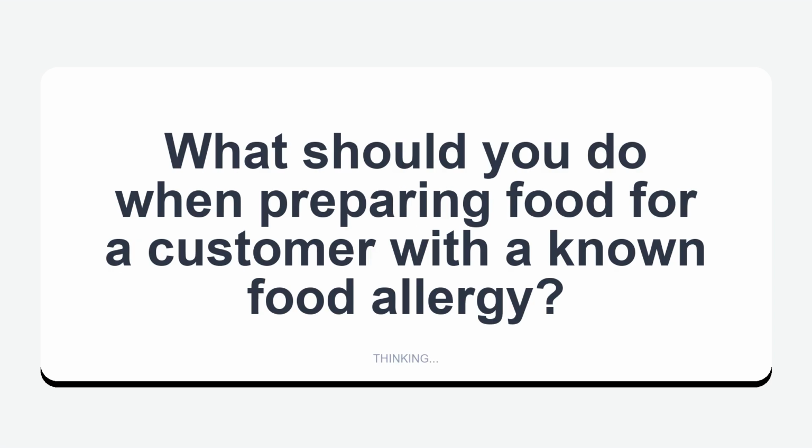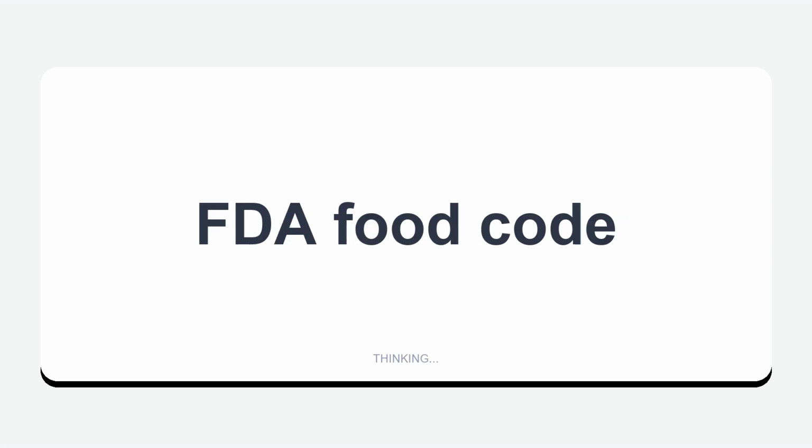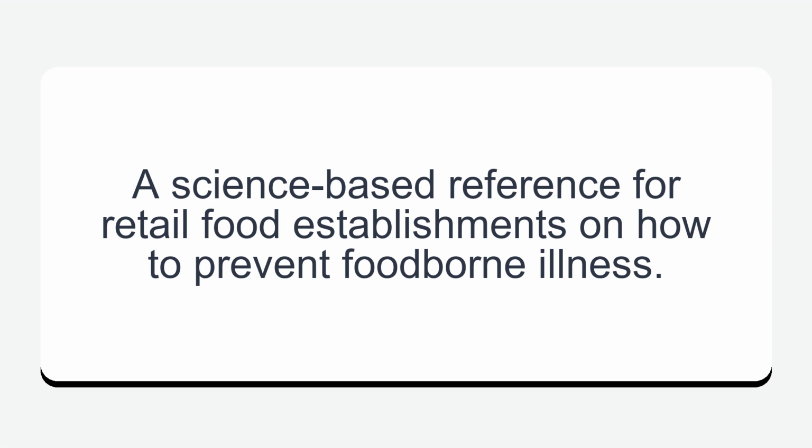What should you do when preparing food for a customer with a known food allergy? 1. Identify the allergen special order. 2. Make sure that cross-contact does not happen. FDA Food Code: a science-based reference for retail food establishments on how to prevent foodborne illness.